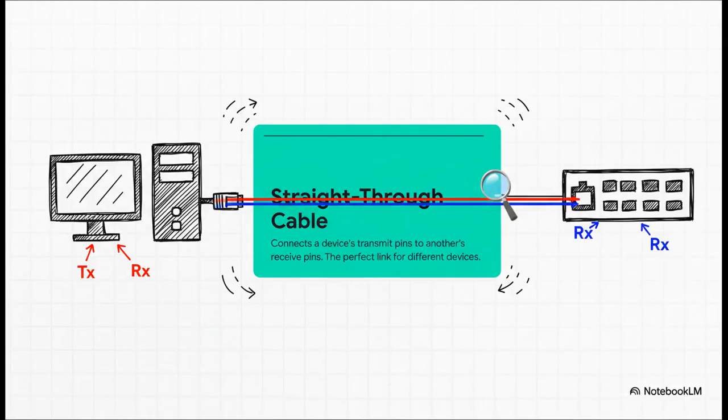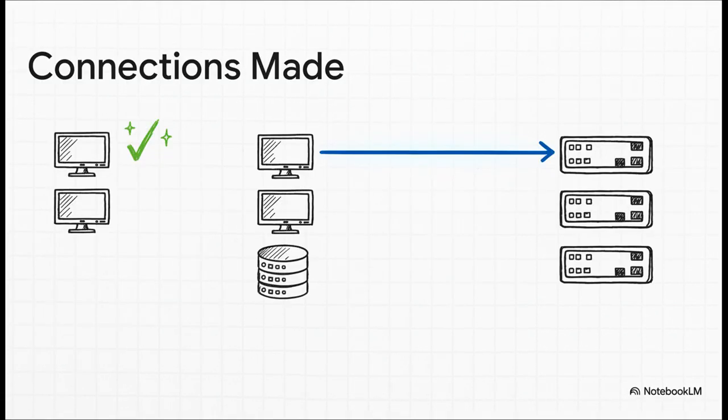And that is exactly where our first tool comes in, the straight-through cable. It does precisely what the name says. It connects pin 1 on one end to pin 1 on the other, pin 2 to pin 2, and so on. Since the PC and the switch are already wired as opposites, this simple direct connection is all you need. The PC's talking pins connect right to the switch's listening pins. Perfect.